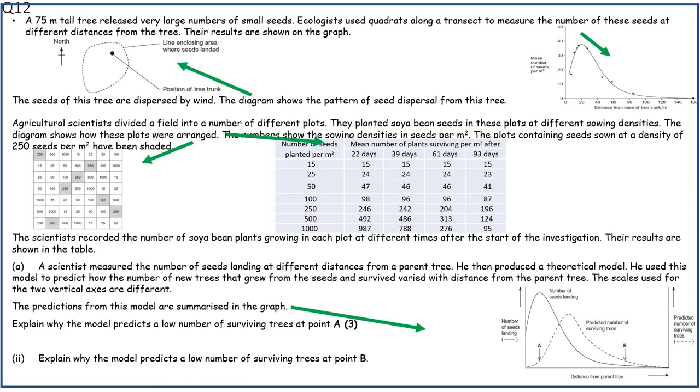The scientists recorded the number of soybean plants growing in each plot at different times after the start of the investigation. Their results are shown in the table.